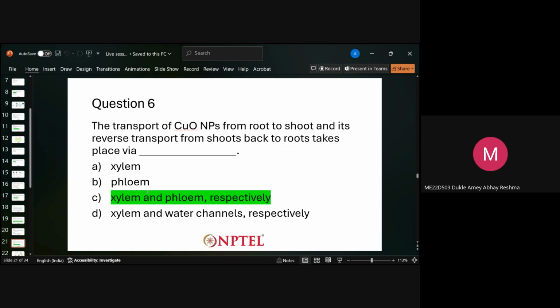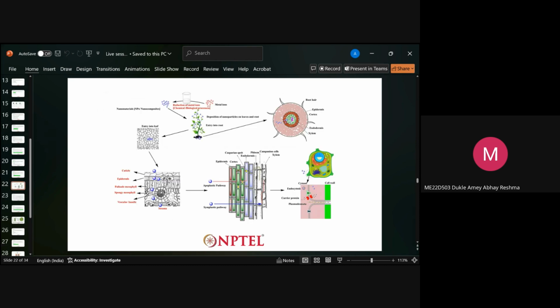So basically, from root to shoot, it goes through the xylem, and coming back, it comes through the phloem, from the shoot to the root. So this was discussed in the lecture. This is how the basic structure works: if it goes up, and if it comes down, it goes through the other channels basically.